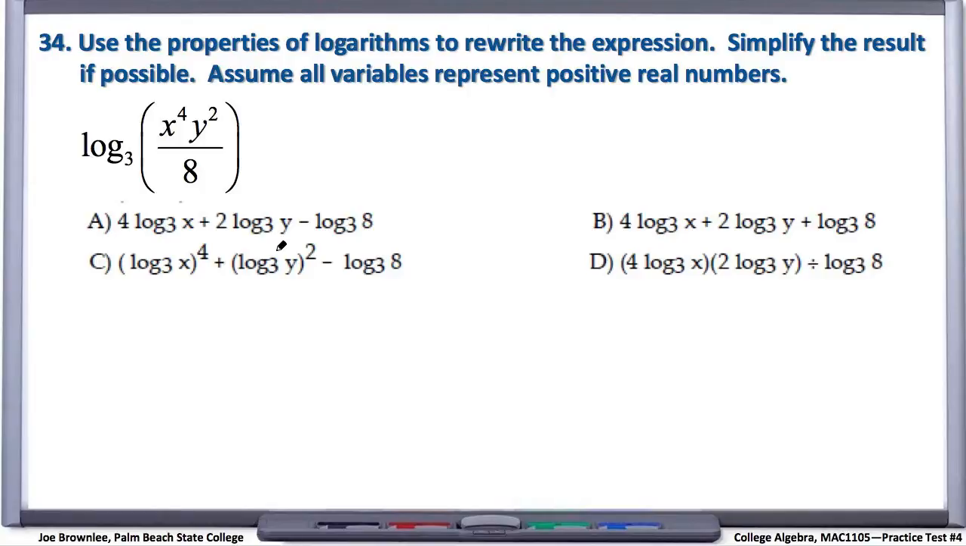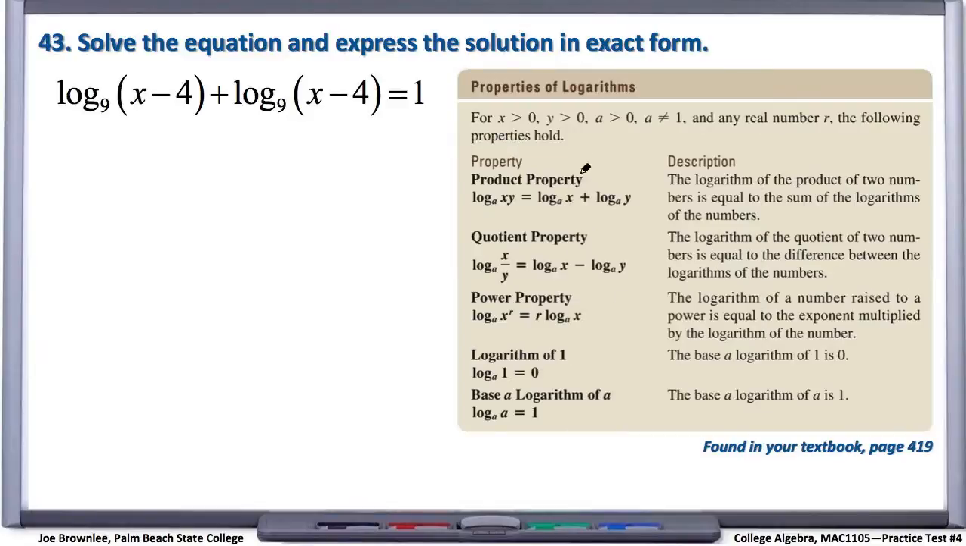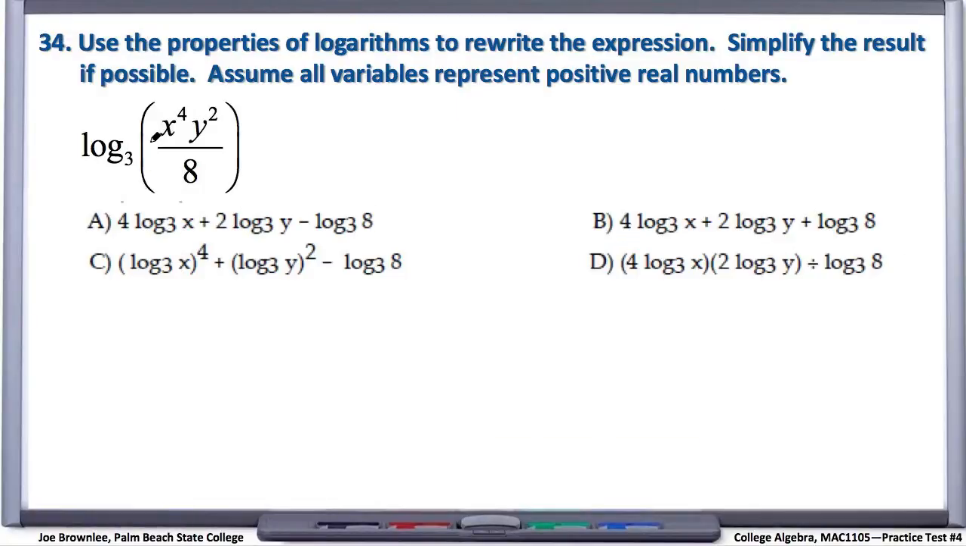And just like with number 33, we're going to go ahead and let me pull up the chart. We're going to use the properties of logarithms. This chart is from your book on page 419, to rewrite the expression using probably both addition and subtraction, because if we go back and look, we were talking about multiplication in our numerator, right? We have x to the fourth times y squared, so we have multiplication happening in the numerator, but because we also have division, we're also going to be dealing with subtraction.